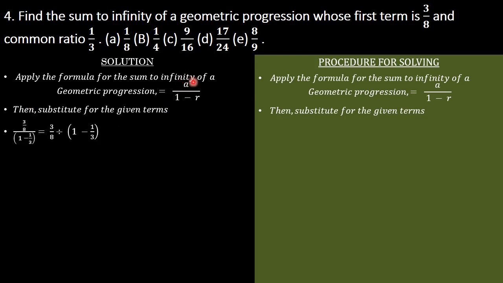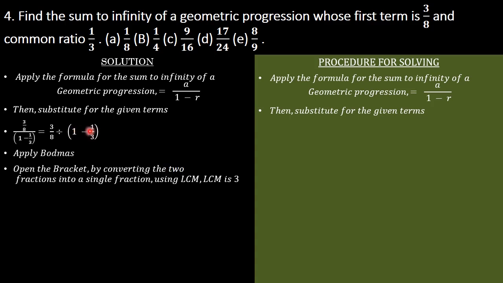Our first term is 3 over 8. Now let's substitute. We have 3 over 8 over 1 minus, our r here is 1 over 3, which equals 3 over 8 divided by 1 minus 1 over 3. Let's open the brackets here by applying BODMAS. The LCM here is 3. We now have 3 over 8 divided by, in brackets, 3 minus 1 over 3.